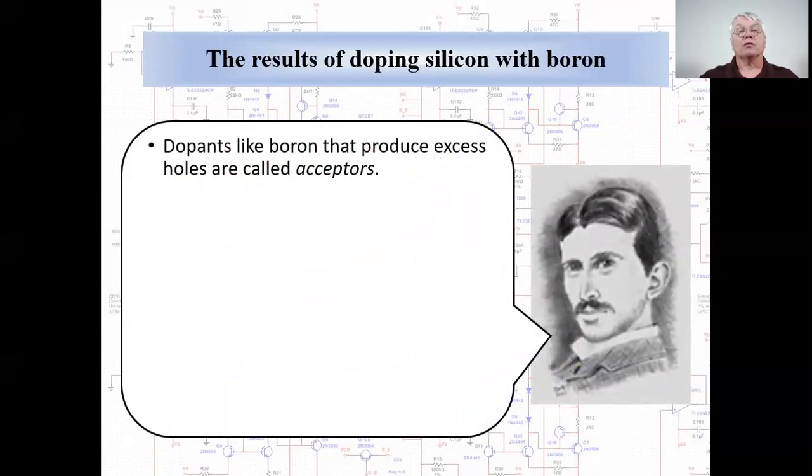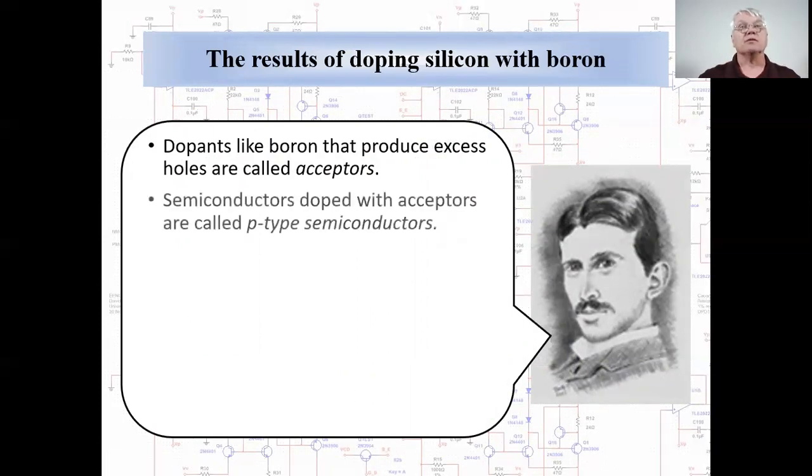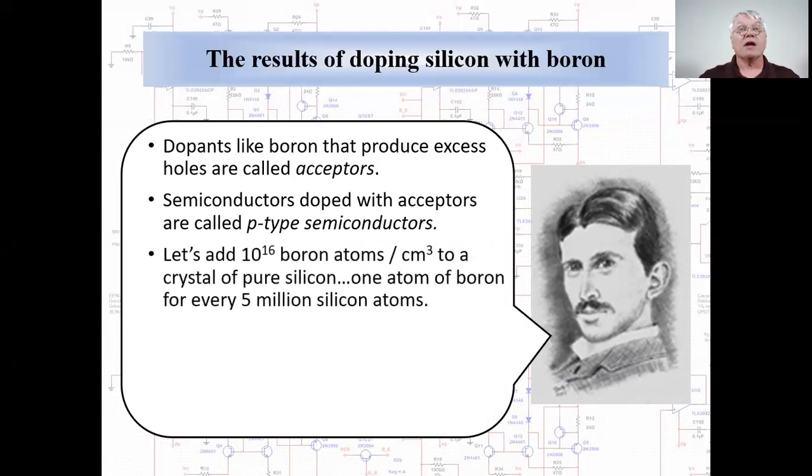Dopants that produce excess holes are called acceptors. It's an important term to keep in mind in solid-state technology. And semiconductors doped with acceptors are called p-type semiconductors. Now, we emphasize, again, this is only a trace amount of boron added to the silicon crystal.